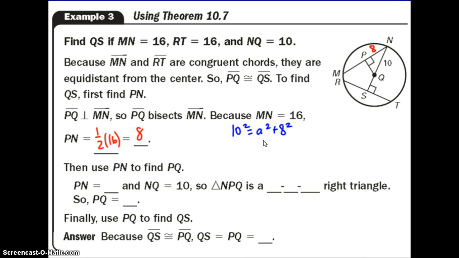Doing some math, I get a squared equals, not 64, excuse me, 36, because 100 minus 64 is 36. Square root both sides, 6 equals a. So PN equals 6, and that is actually a 6, 8, 10 right triangle. This is one of our special right triangles. This is a Pythagorean triple.